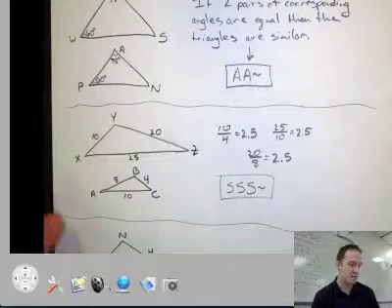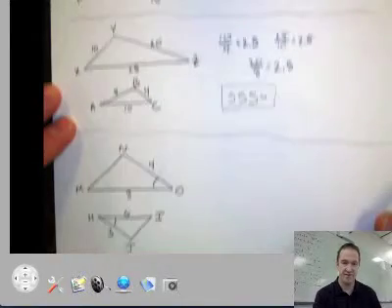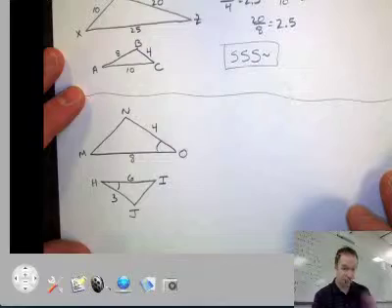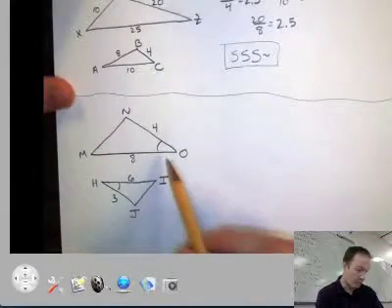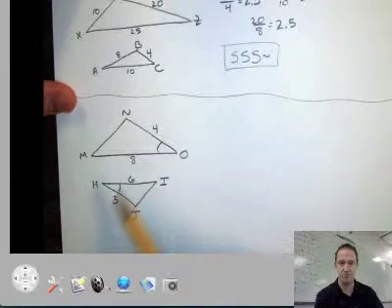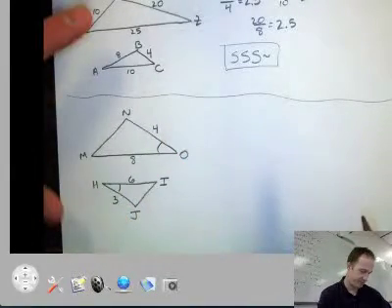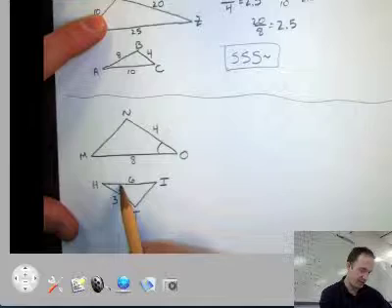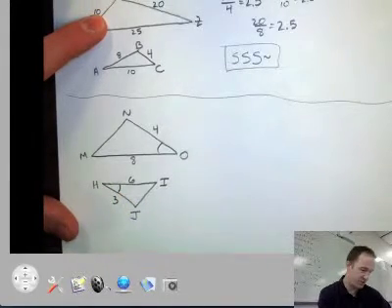Now there's one more condition, and it's kind of a combination of the two. Here we've got one pair of angles that are the same. We've got two pairs of sides. Now, we know these angles are the same. Angle O and angle H are the same. That's what these arcs mean.